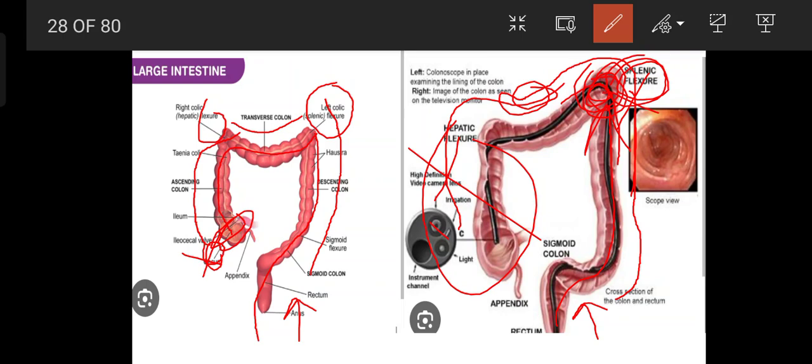Now we'll see modifier 53. Modifier 52 and 53 are similar, but in modifier 52, based on the physician decision they will stop the procedure. In modifier 53, based on the patient conditions they will stop the procedure.